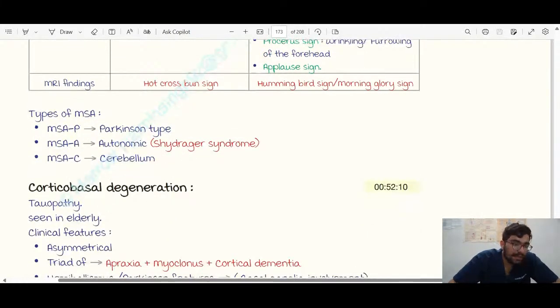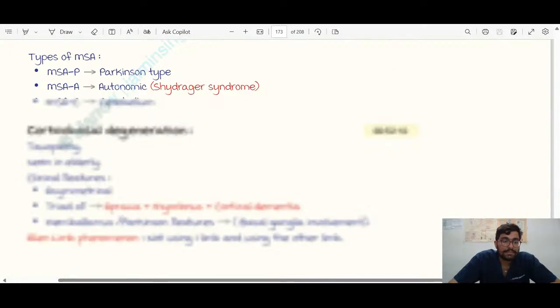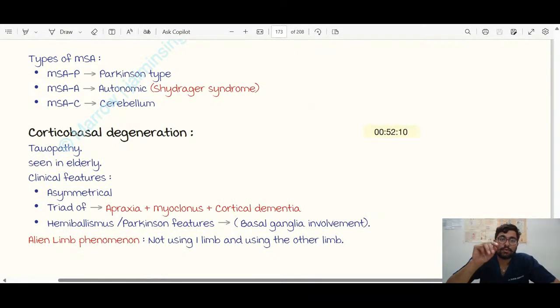What are the types of MSA? MSA is multiple system atrophy. PAC: P for Parkinsonism, A for autonomic, C for cerebellar. In autonomic, there will be Shy-Drager syndrome. That is for the autonomic type.